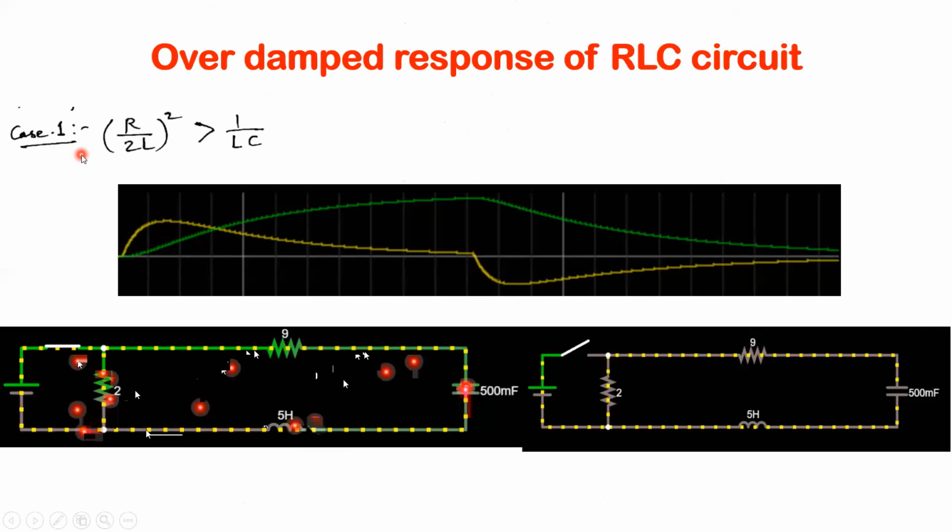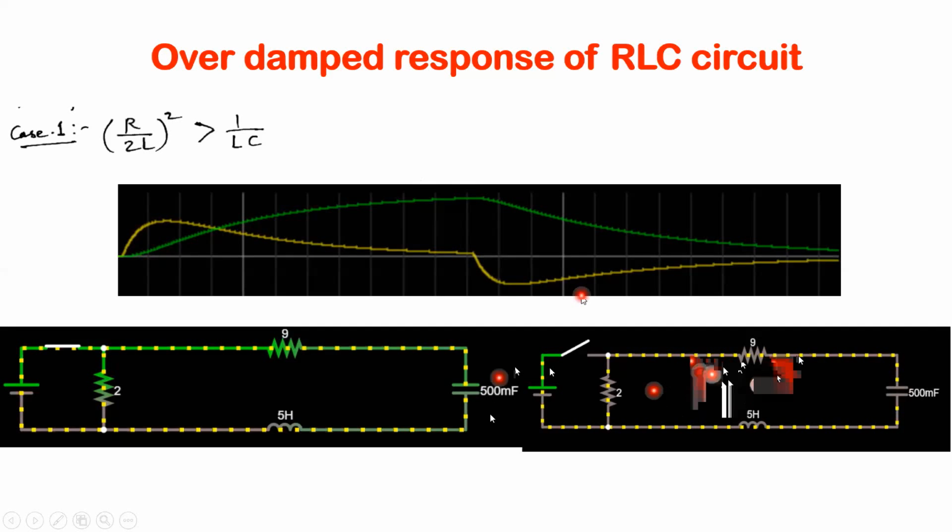Now case 1, which is the overdamped response of the RLC circuit, means the value of (R/2L)² is greater than 1/LC. So for this, it is showing this sort of response, and it is taking much more time to reach the final value. Okay. Now these values, how I have selected them, I will tell you later on.